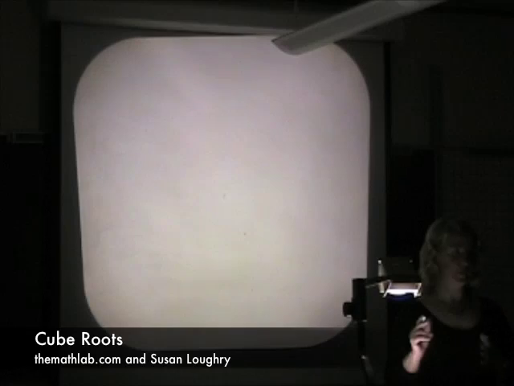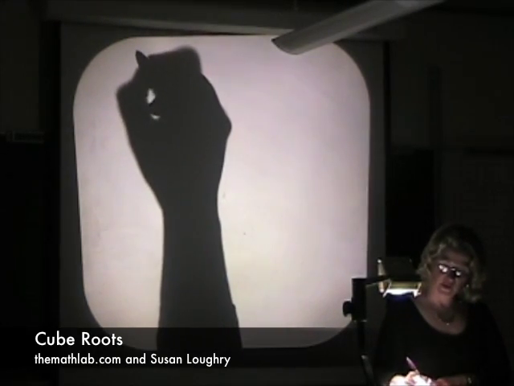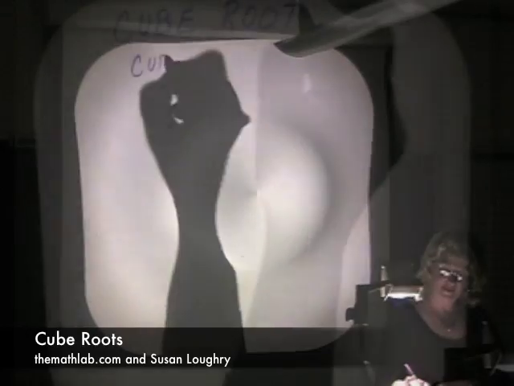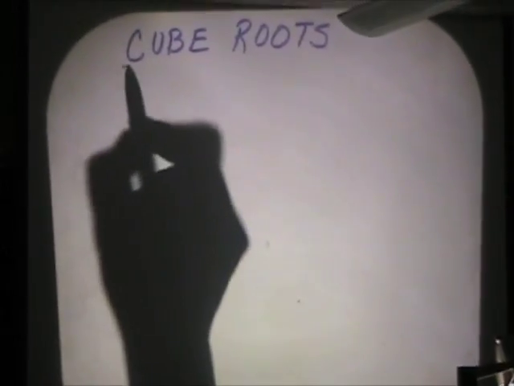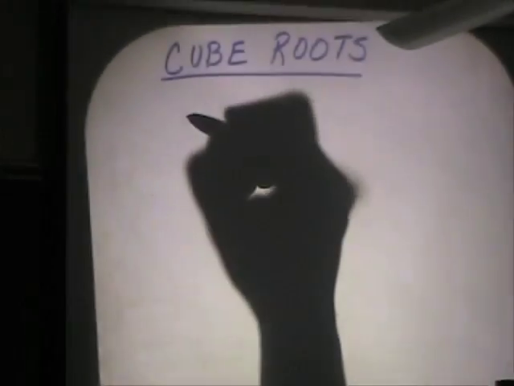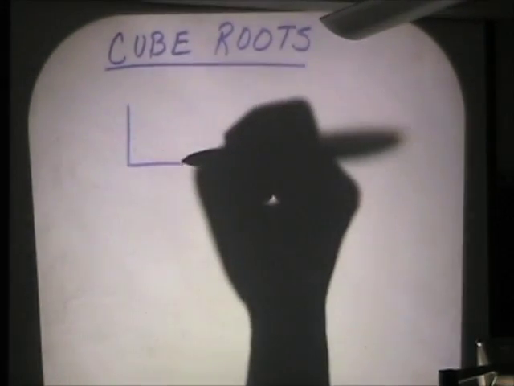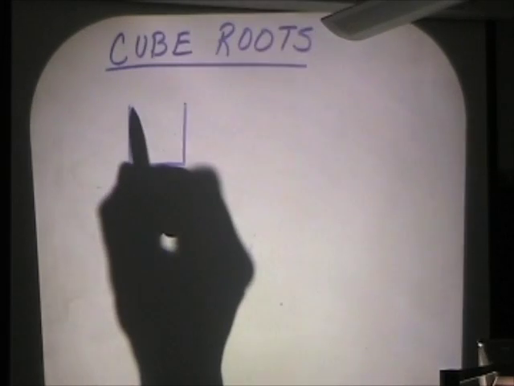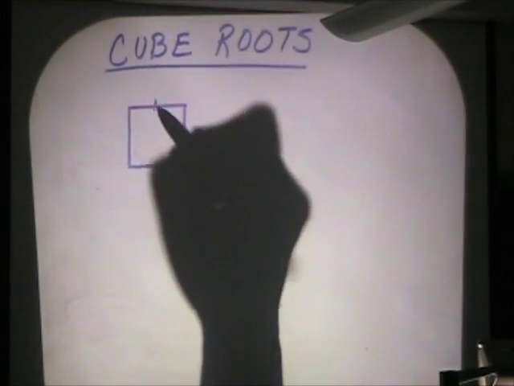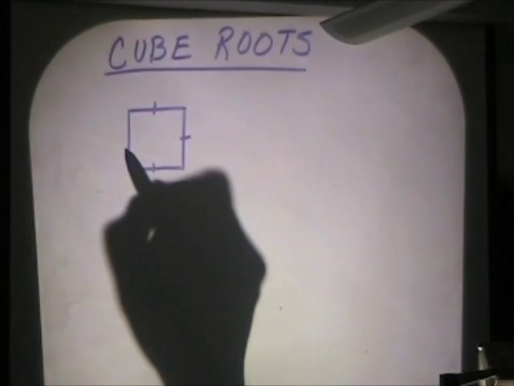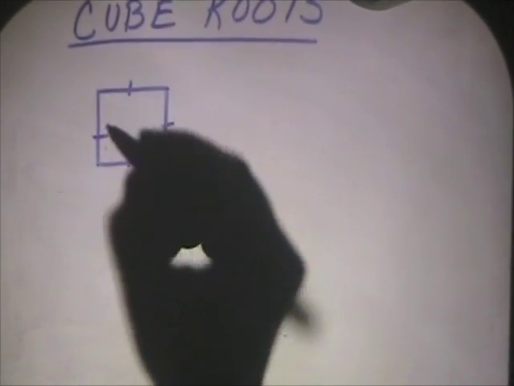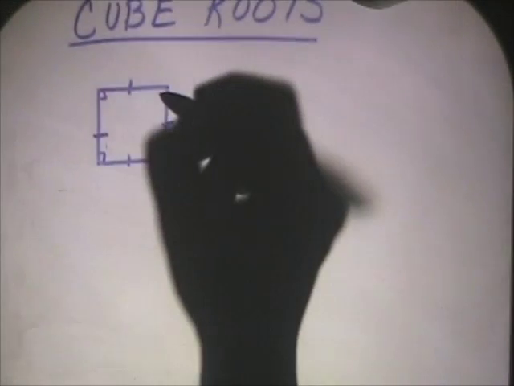All right, today we're going to talk about cube roots. So would you please jot down? We're going to turn it into a cube. So what I need you to do is, just like we did the other day, draw a square freehand, and then go ahead and put those markings on that indicate that it's a square, please.